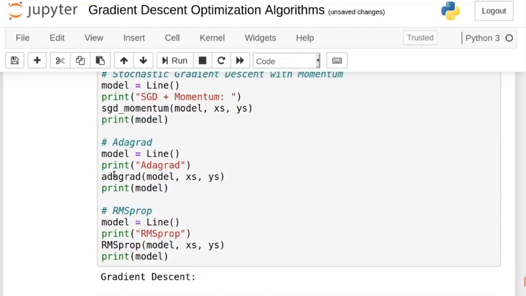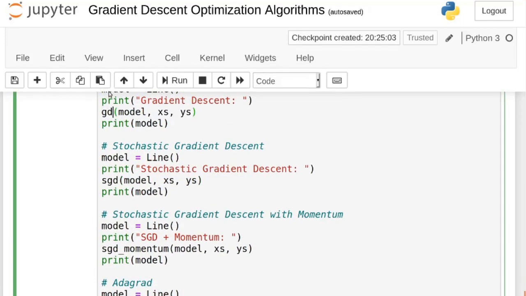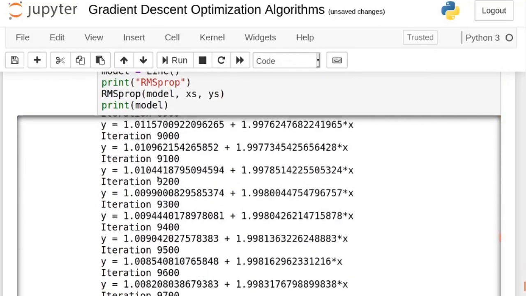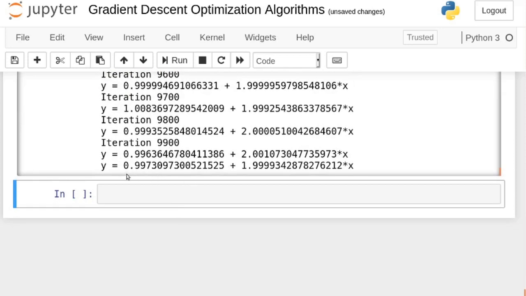this thing doesn't work because of these guys. Sorry, just rename these. GD. And let's go. So we should get 1 and 2. And we got that. So it's basically 1 and basically 2.